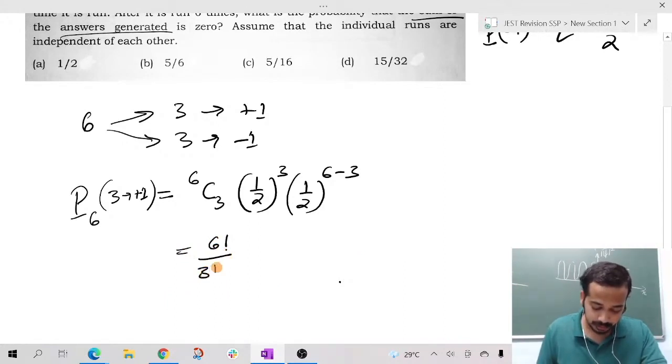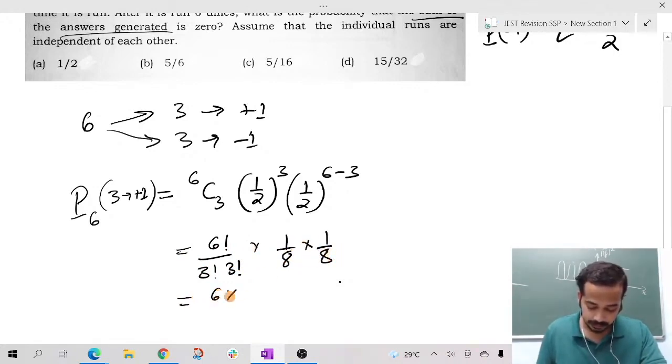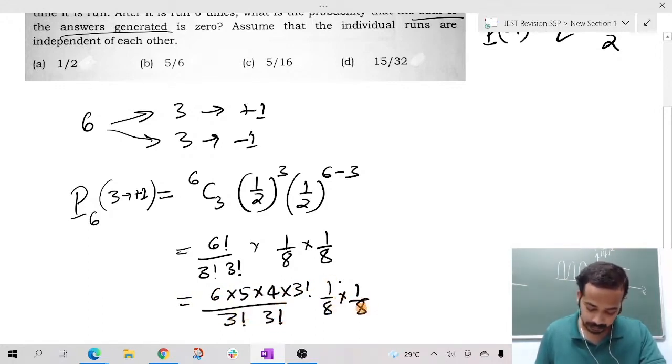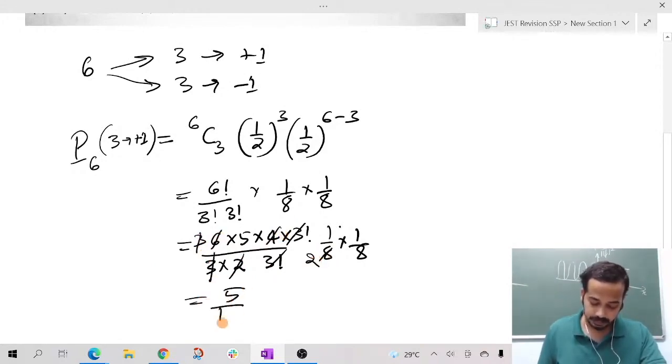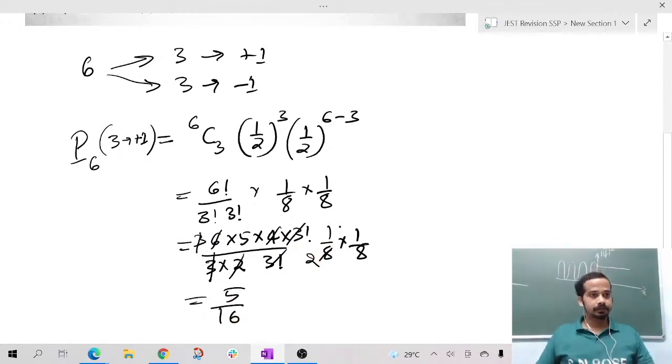6 factorial divided by 3 factorial into 1 by 8 into 1 by 8. Can I write like this? 6 into 5 into 4 into 3 factorial, 3 factorial, 3 factorial, 1 by 8 into 1 by 8, isn't it? I think one of the 3 factorial can be cancelled. This 3 factorial I can write as 3 into 2, 2 on the 2, 3 the 6, 3, 3 got cancelled, 4 1 the 4 2 the, isn't it? 5 by 16. Yes, is that okay? 5 by 16, okay?